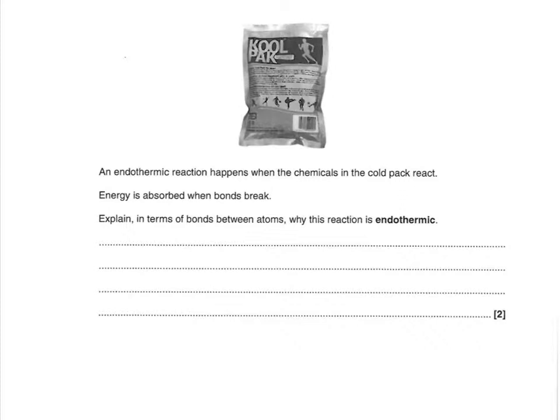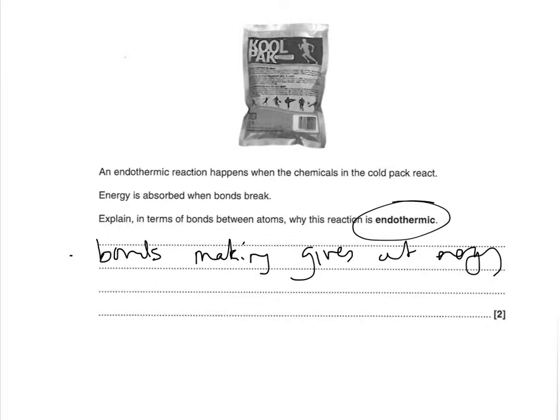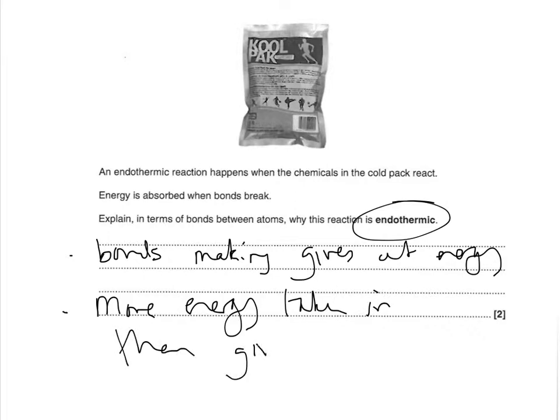So this is the idea that you've got to talk about bond making and bond breaking. So it tells you that energy is absorbed when bonds break. So the first mark is saying that when bonds are made, bond making gives out energy. And then for it to be endothermic, the amount of energy taken in has got to be more than the amount of energy given out. So more energy taken in than given out. That makes it endothermic overall.